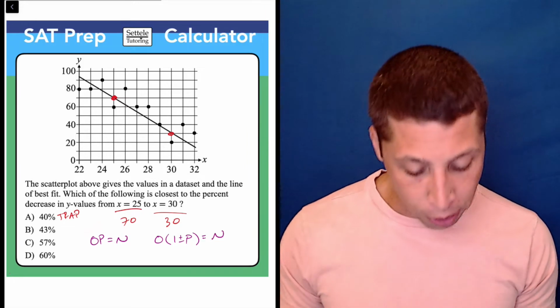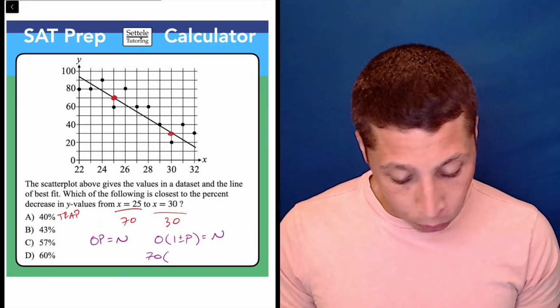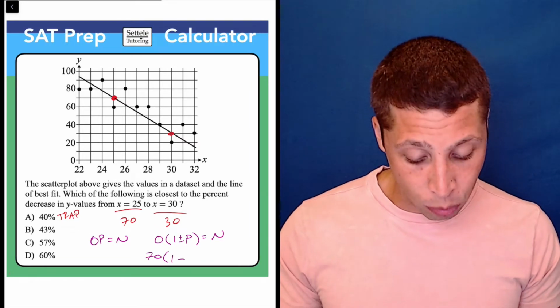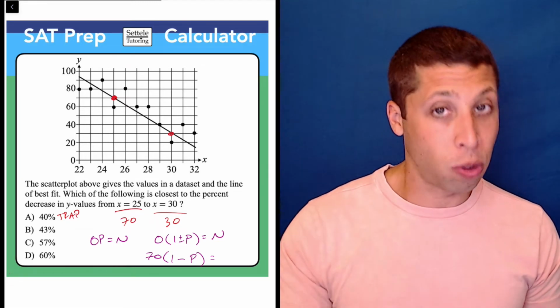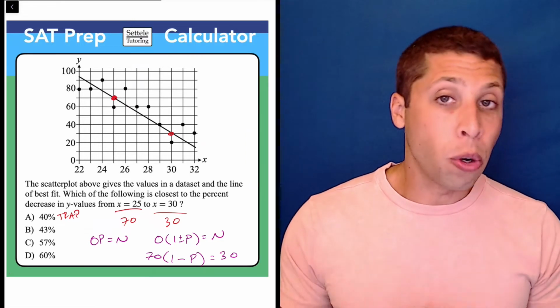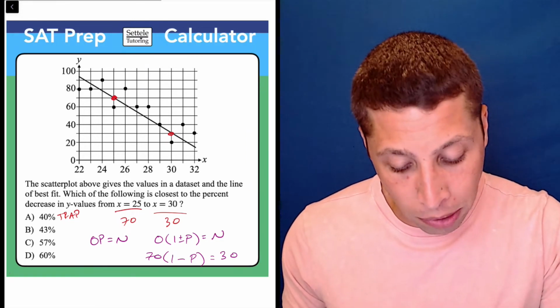We have an original value, which is what's going on at 70, that's the O, or at x equals 25, I should say, so that's 70, so that's the O, and then 1 minus, we don't know the percentage, that's what we're going to solve for, so that's our P, and our new value is where x is 30, and that was also a y value of 30. So in order to solve this percentage question, we are going to need to divide. So this is why the formula is so important.